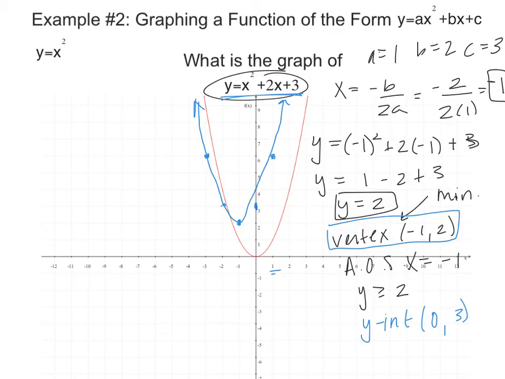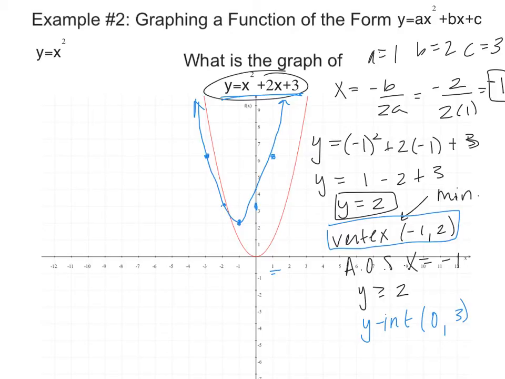So again, it all started from identifying A, B, and C. After we've identified A, B, and C, we want to find the x value, which is -b over 2a. Once we find that value, we substitute into the whole thing, and now we have our vertex. From that, we can find the axis of symmetry, the range, and the y-intercept. And then we start to graph the same way that we've done in the past.